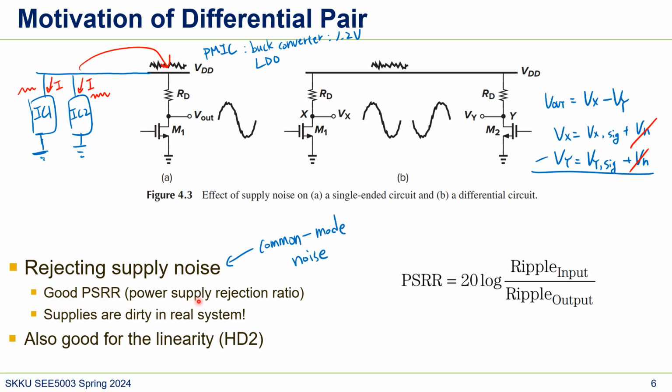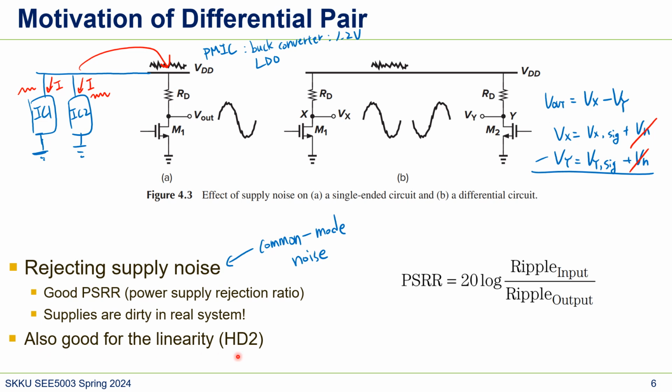PSRR means power supply rejection ratio. So the definition is here. It just means that if we put some noise to the supply, then how much fluctuation we're going to see at the output. If PSRR is really good, which means if PSRR is really low, that means no matter how much we fluctuate the VDD, the output will stay clean. So as I said, supplies are really dirty in a real system.